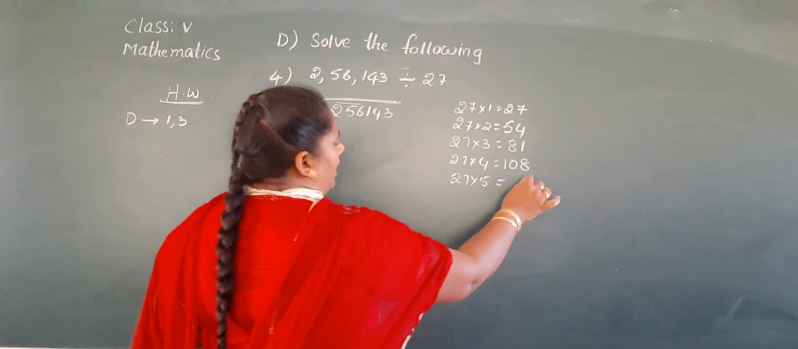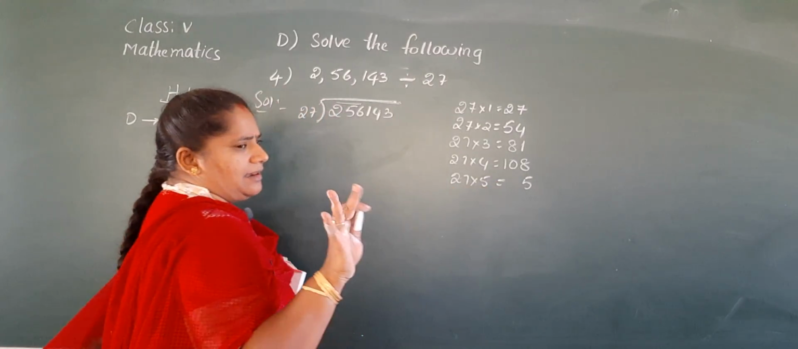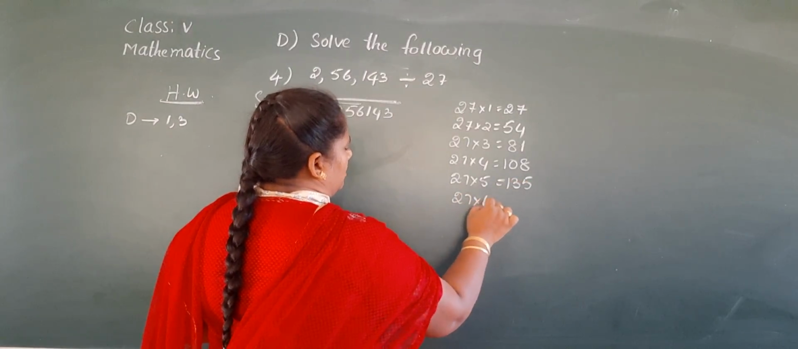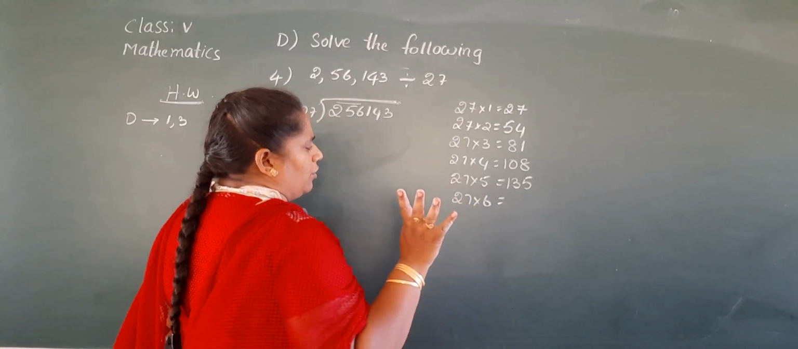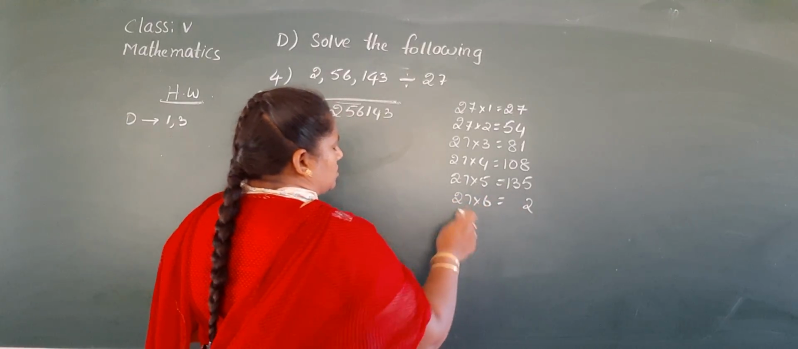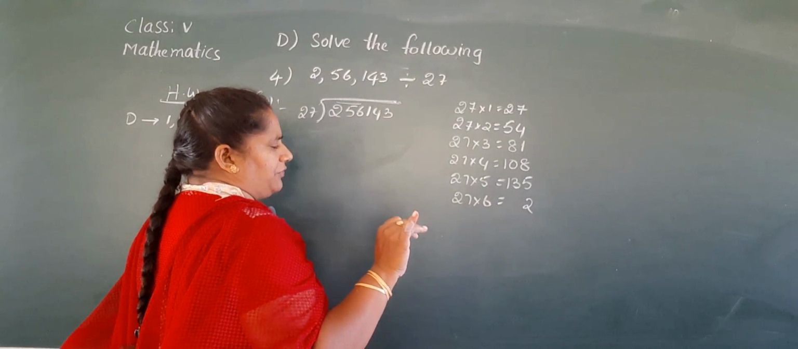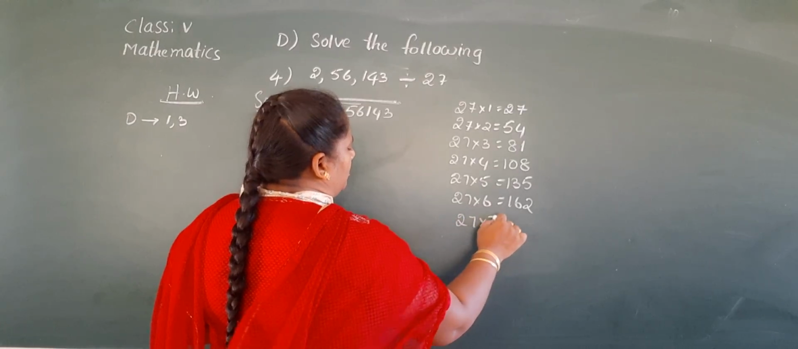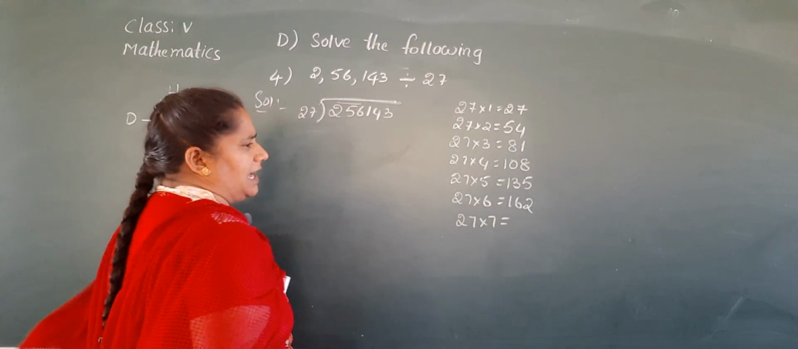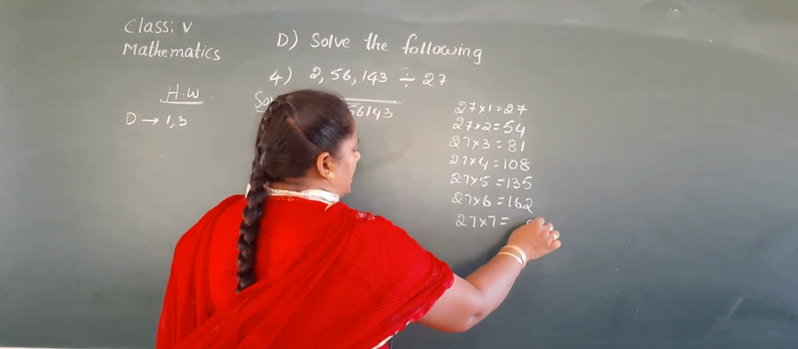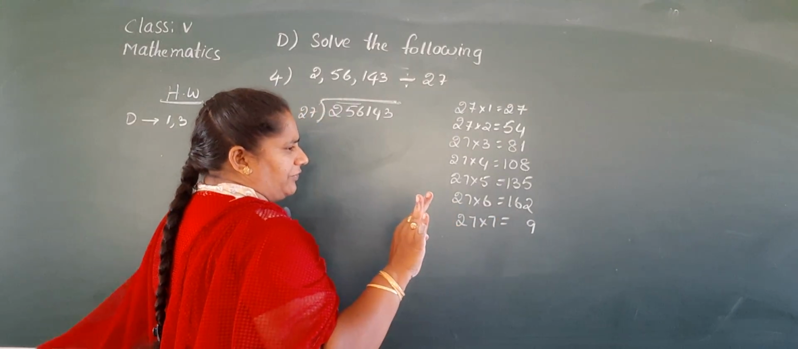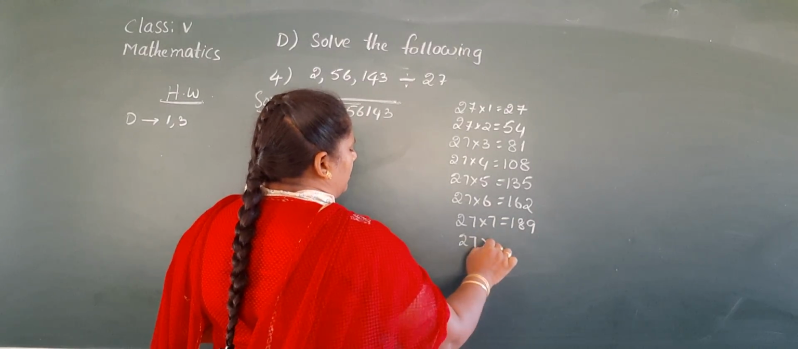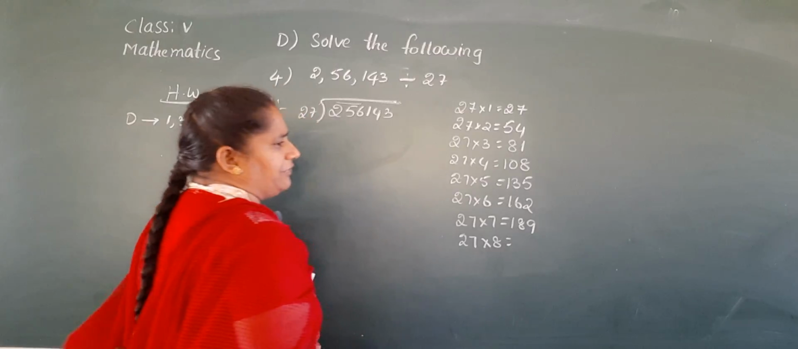3 in hand, 5 is down. 5 twos are 10, 11, 12, 13. 135. 27 into 6. 6 sevens are 42. 4 in hand, 2 is down. 6 twos are 12, 13, 14, 15, 16. Yes, 162. Next 27 into 7. 7 sevens are 49. 4 in hand, 9 is down. 7 twos are 14, 15, 16, 17, 18. 189. 27 into 8. 8 sevens are 56.